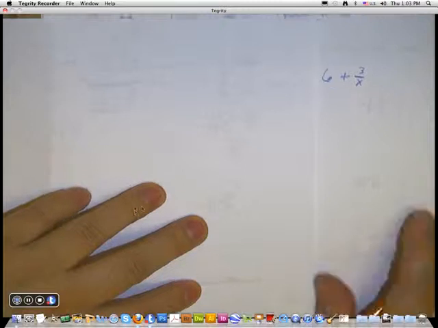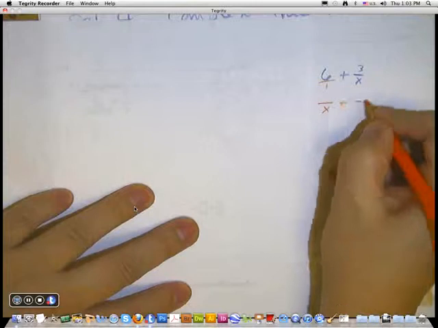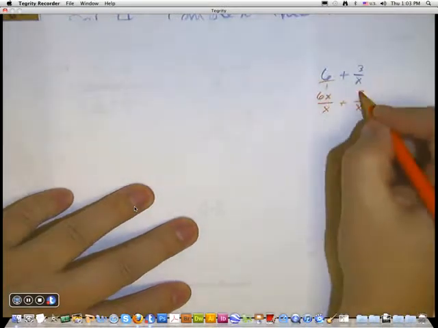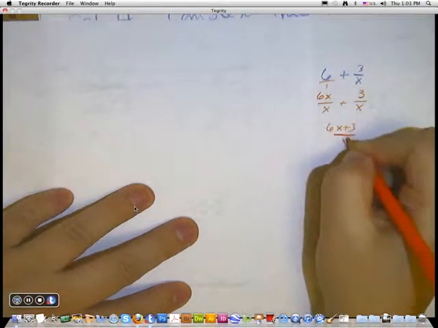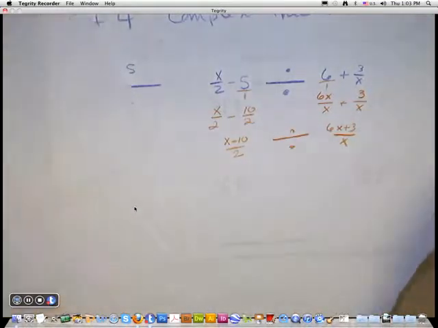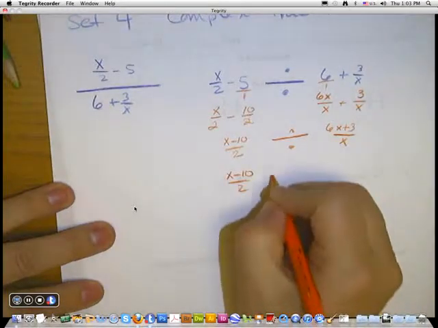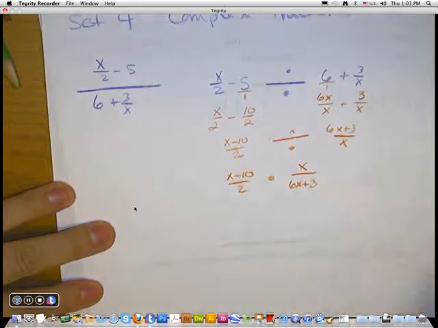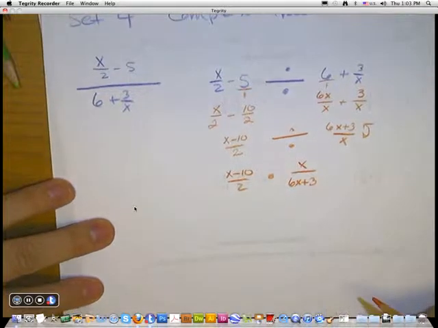6 plus 3 over x. Put the 6 over 1 so that we know the common denominator is x. That means the first one needs an x and the second one stays. So we get 6x plus 3 over x, all with the big divide. But we already know how to do division. We know division is really multiplication of reciprocals. So all I have to do is multiply and reciprocate.